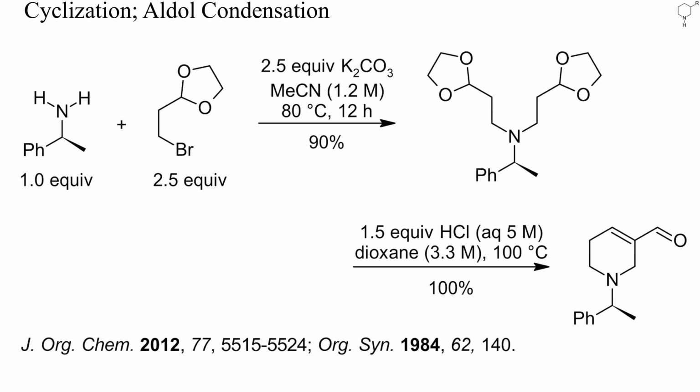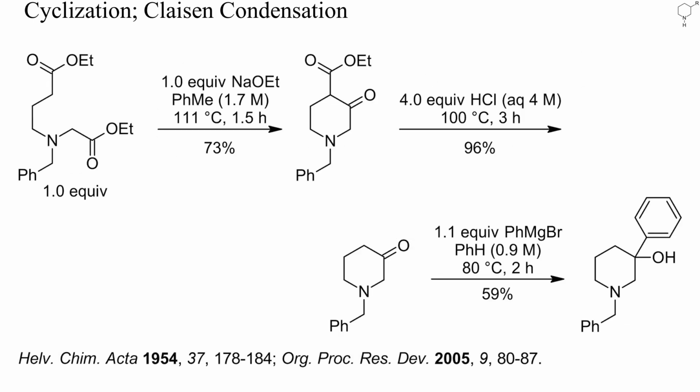Intramolecular Claisen condensation of alkylated glycine esters, like the starting material of this example, can in principle yield 2 different ketones. Interestingly, however, only one of the 2 possible isomers was formed. Decarboxylation then yielded a 3-keto-piperidine, and upon reaction with phenylmagnesium bromide, the expected tertiary alcohol.